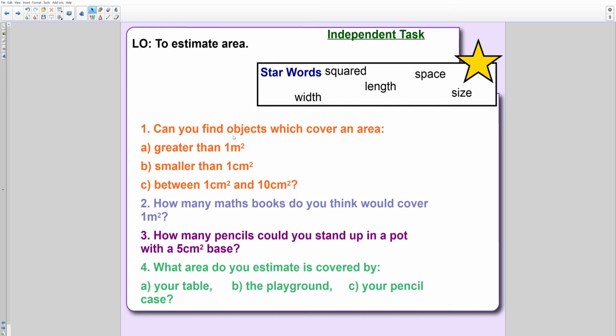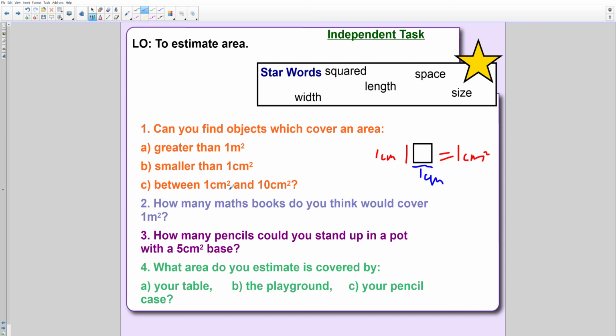So I want you to find these objects which cover an area, and to find ones that are smaller than 1 centimeter square. What I would like you to do is to make a thing that you can use to check it. So find something and measure it, like find a piece of paper or something like that, fold it up and measure it so it is 1 centimeter this way and 1 centimeter this way, and that will give you 1 centimeter squared.